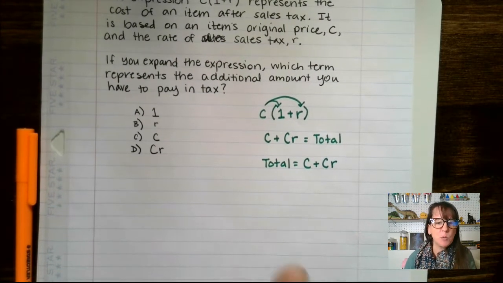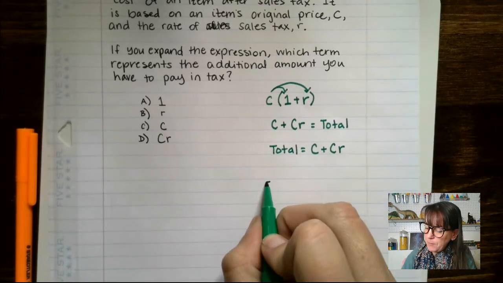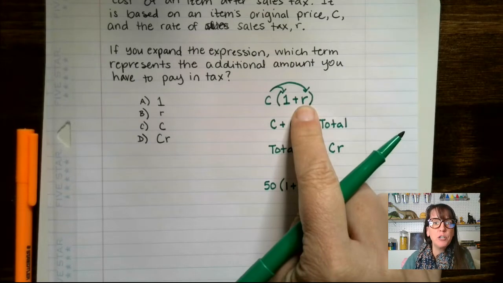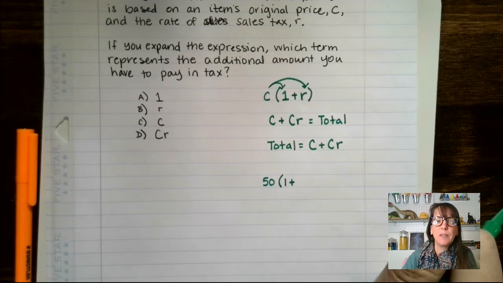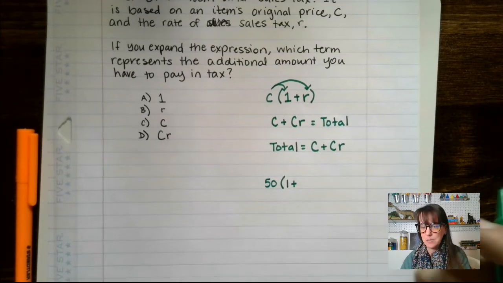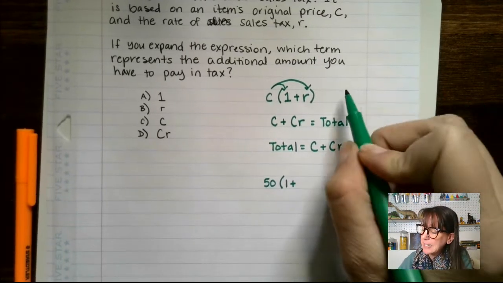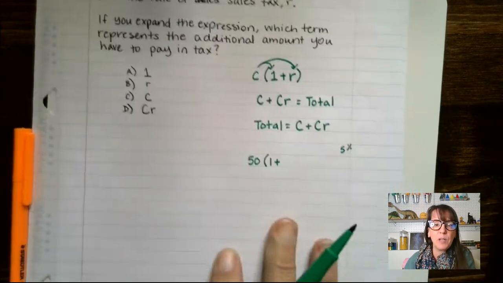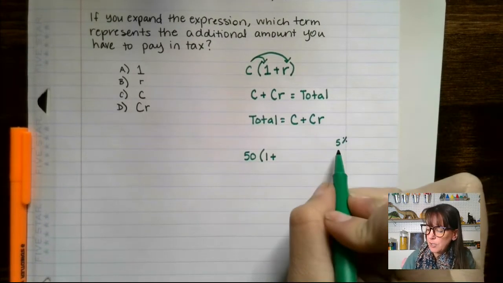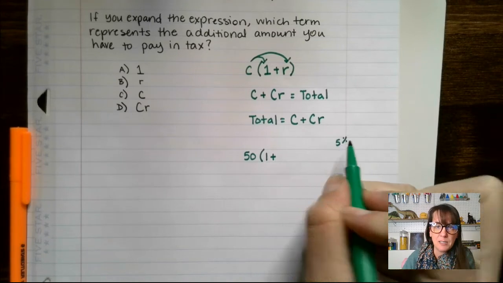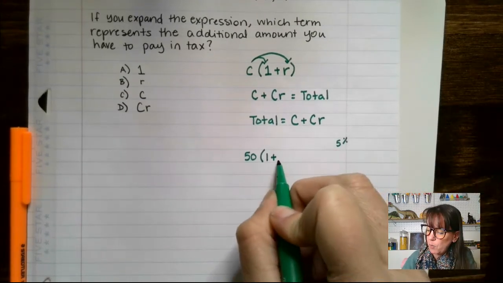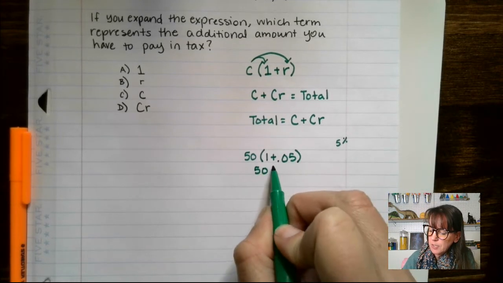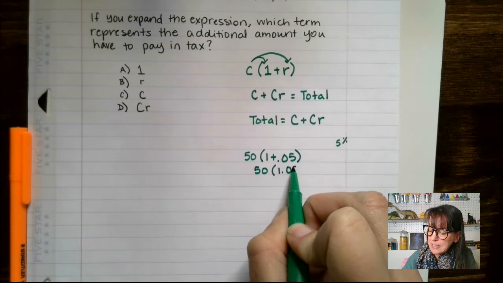A good example of this would be, let's say you buy an item that is $50, 1 plus our rate. Now it's really important to note that if our rate is 5%, we're going to turn it into a decimal. Remember, if we are going from a percentage to a decimal, there's 2 dots in a percent sign, so we move it over 2 spots. So we would get 0.05, which means we're taking that original amount, $50, and we're multiplying it by 1.05.